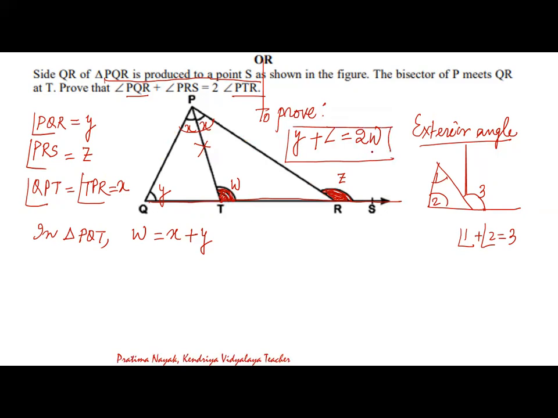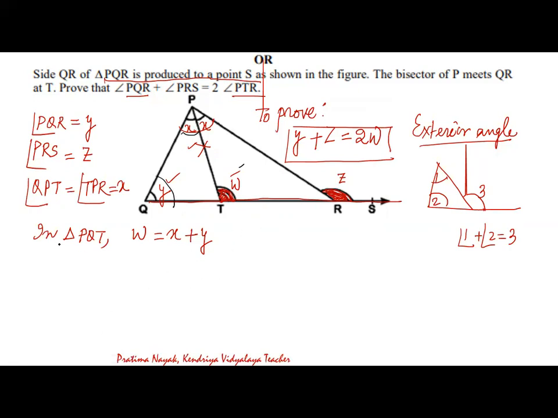I'll prove this one. So what is W? W is equal to X plus Y. W is equal to the exterior angle. X and Y are interior angles. The sum of X plus Y is equal to W.